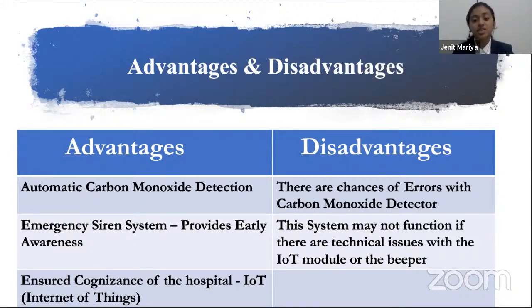There are chances of errors with the carbon monoxide detector. If the detector is not functioning in the right way, there are chances that the system is going to fail. It also won't function if there are technical issues with the IoT module or the beeper. We need not be much worried about this, because services within a fixed time interval can protect us from these technical issues.